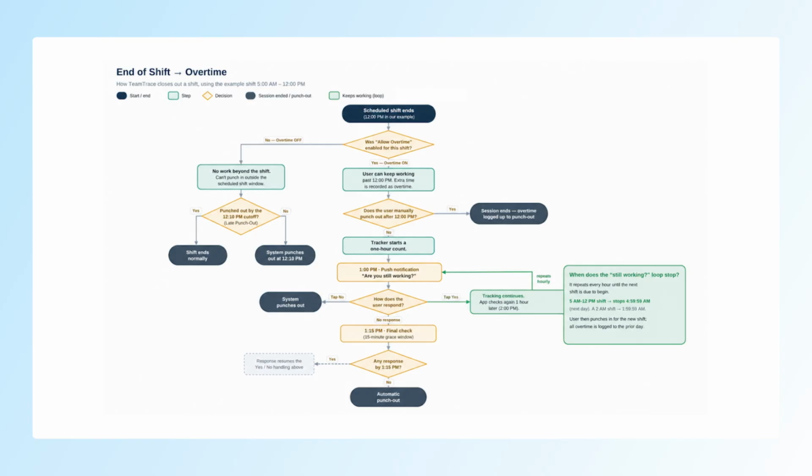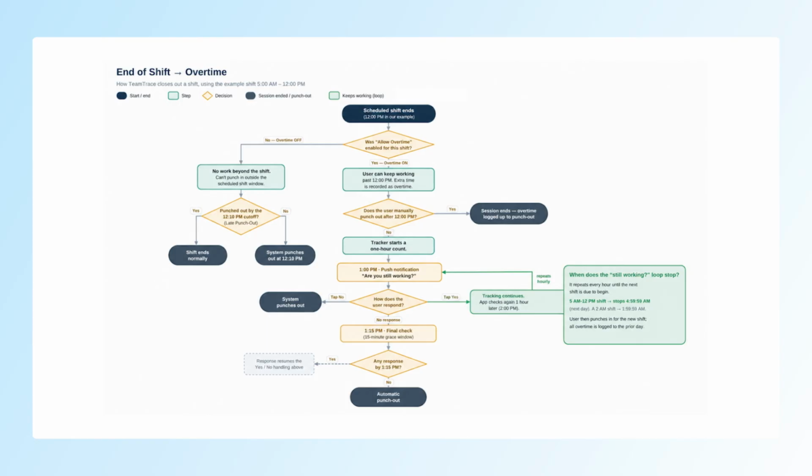When overtime is allowed, the user can keep working past the scheduled end time, and the system records that extra time as overtime. Let's follow it through, using our shift that ends at 12 p.m. At 12 p.m., the user has 2 paths. If they manually punch out any time after 12 p.m., the session ends and their overtime is recorded up to that point. If they take no action, the tracker starts a 1-hour count, and 1 hour later, at 1 p.m., it sends a push notification to the user asking, "Are you still working?"